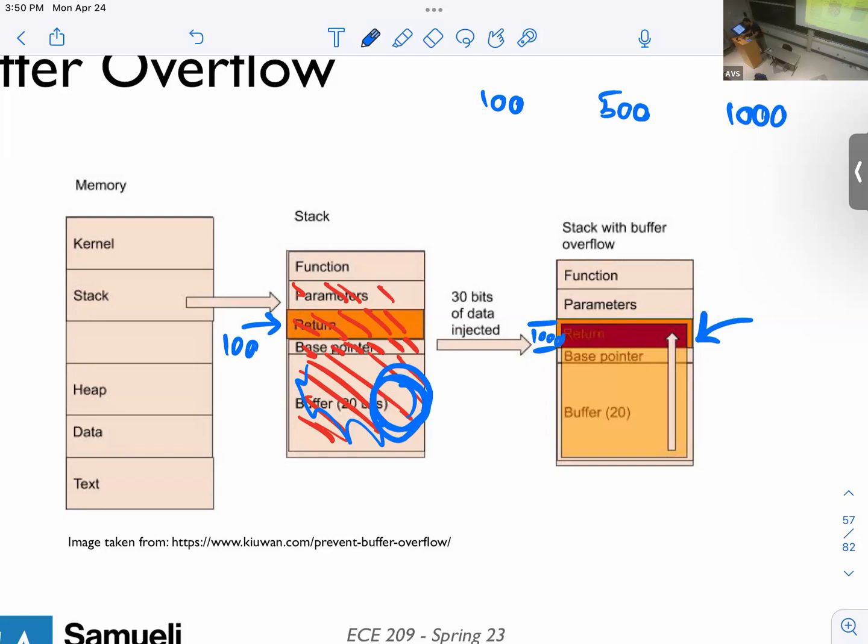And that means that instead of jumping back to my main function and continuing my main function, whenever I reach the return here, I'm going to jump to the beginning of this malicious function. And that's how we're going to force the system to run this. I'm going to talk about more details in the next lecture.